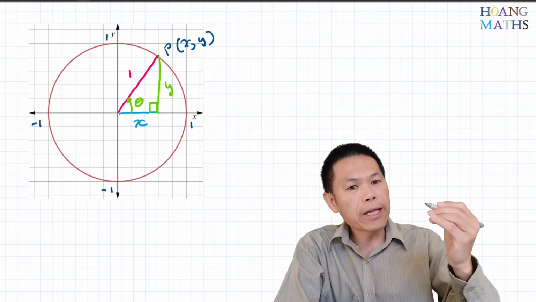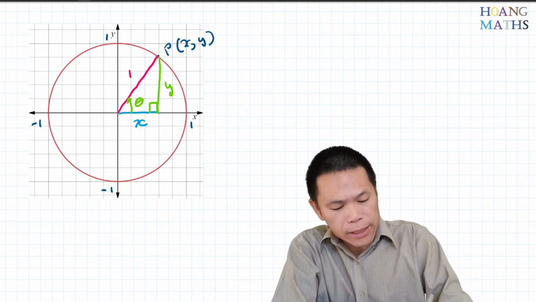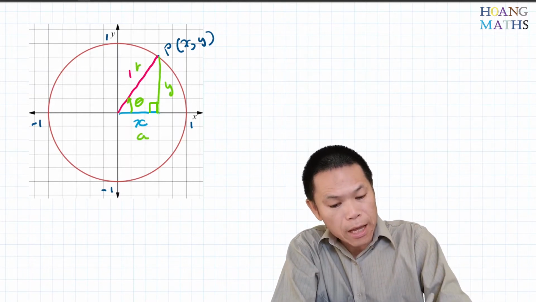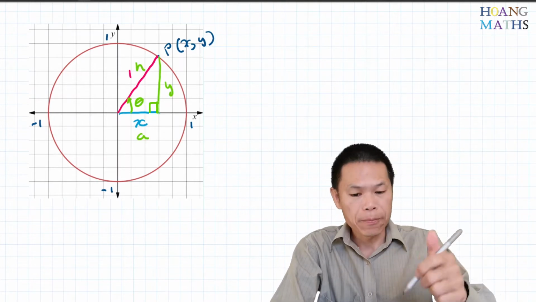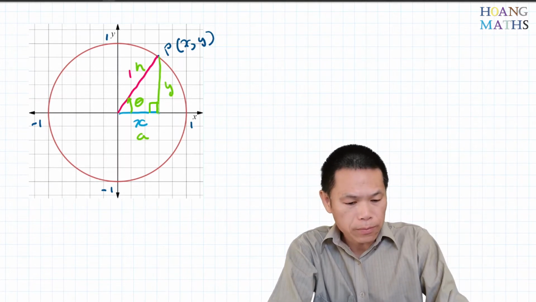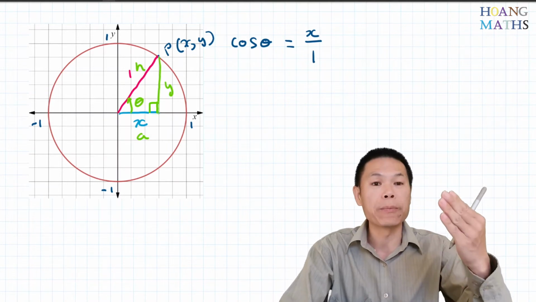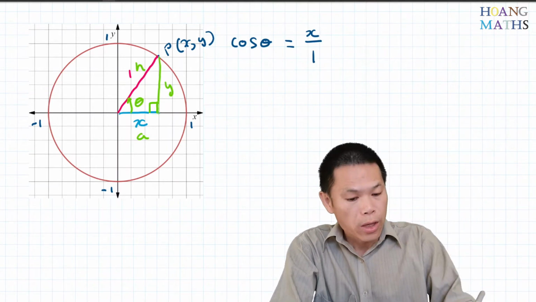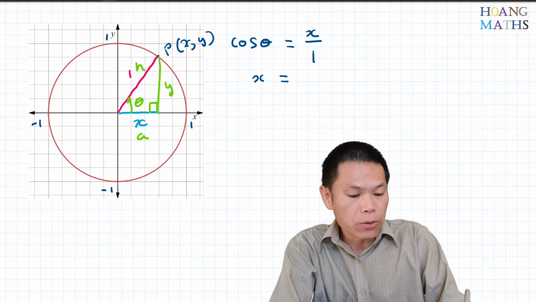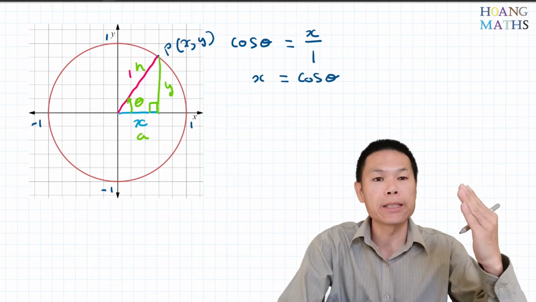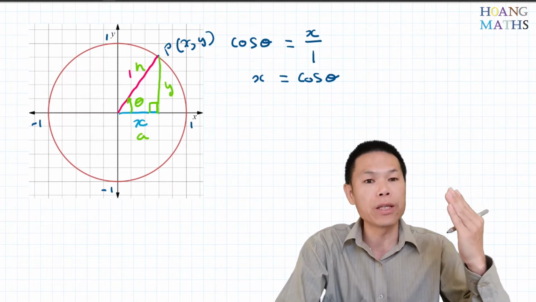Now to find the x value, we know that this is adjacent and this is hypotenuse. So we write cos of theta is equal to adjacent, which is x, over hypotenuse, which is 1. So therefore, x is equal to cos of theta, because x over 1 is x.